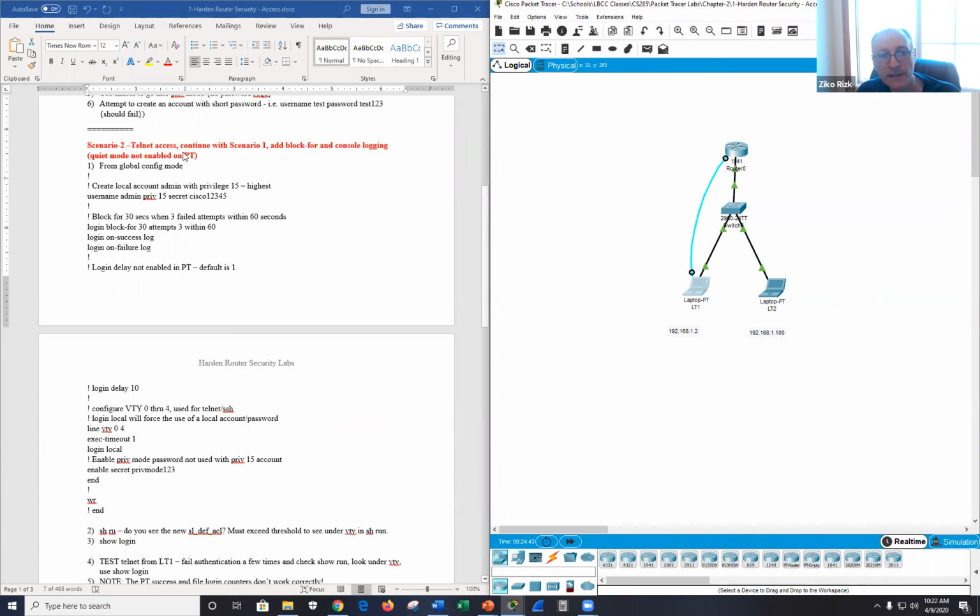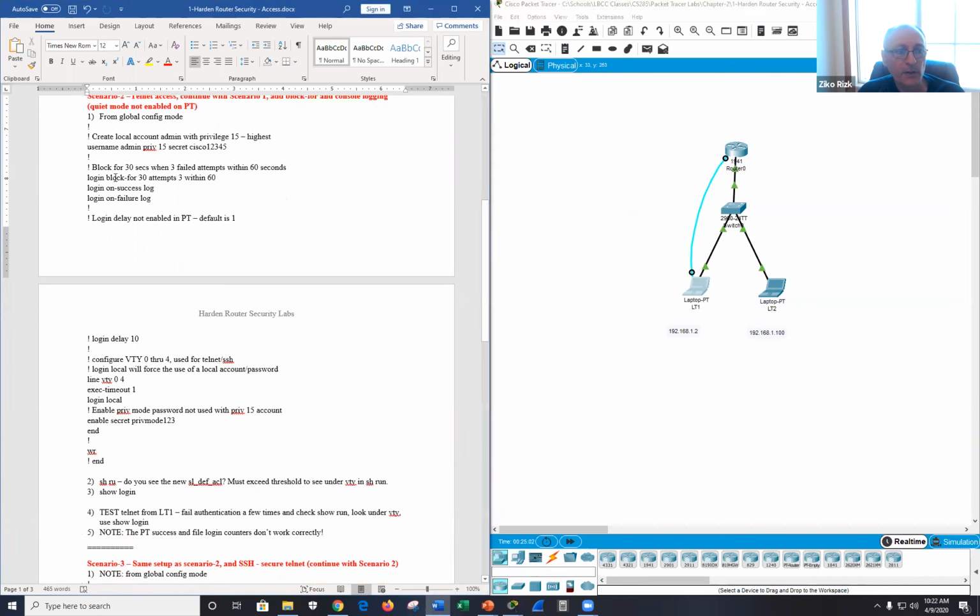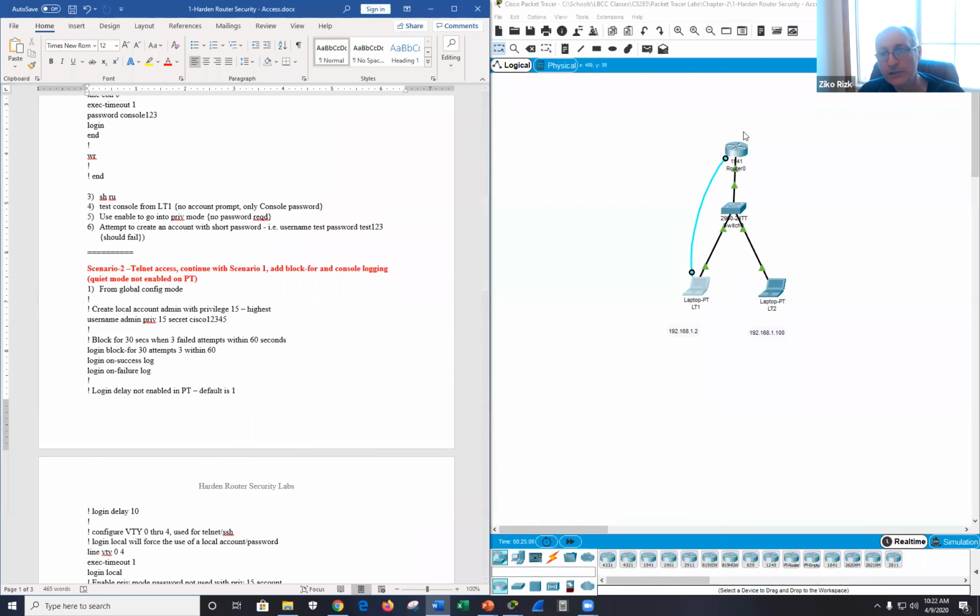And here we want to enable Telnet. And of course, we don't want to use Telnet. I've already covered this. But I'm covering it in this lab, and then I'll show you how to use SSH. And SSH is what you want to do to remotely log on to any device. So let's start from the top. We're creating an account. Oh, one more thing they tell me to do here.